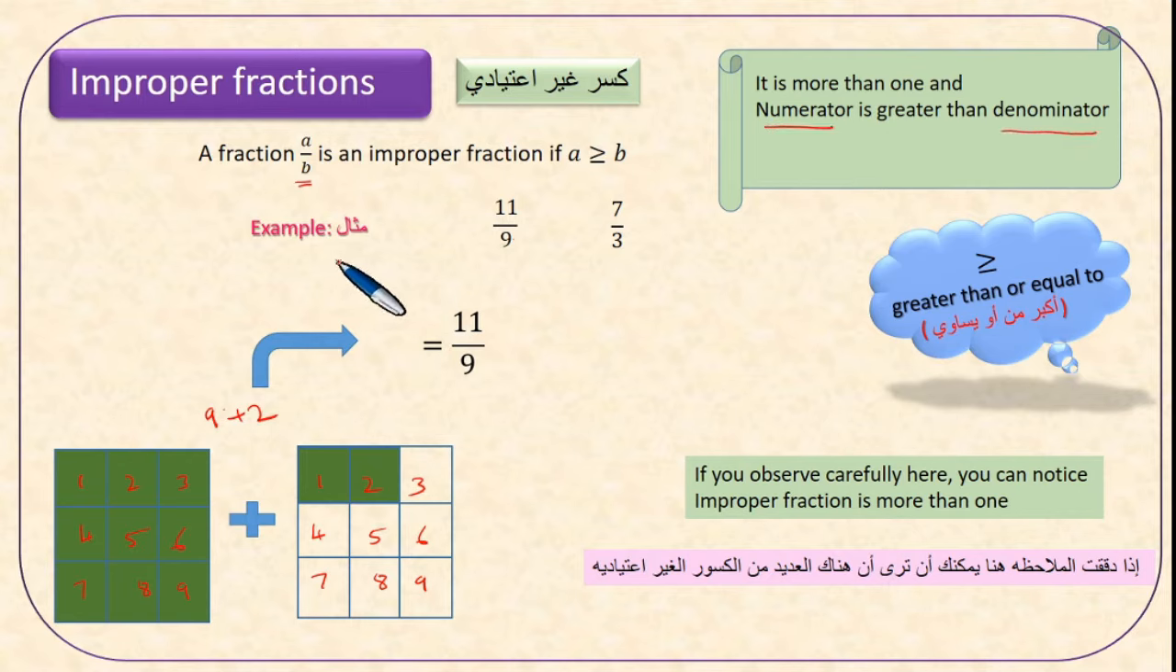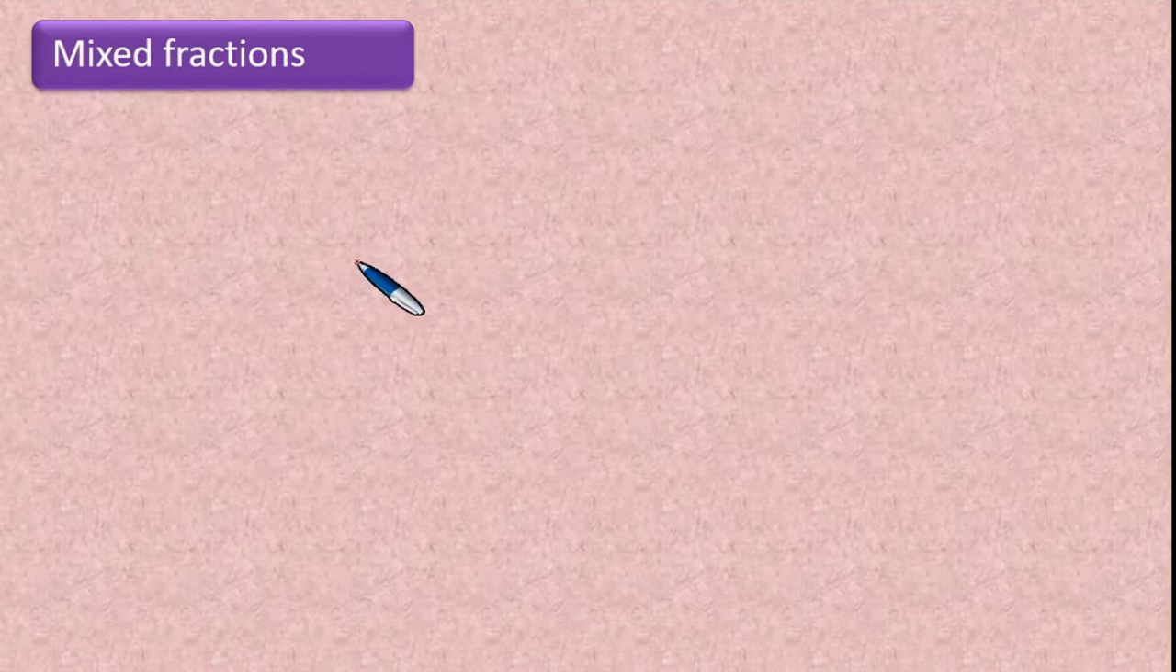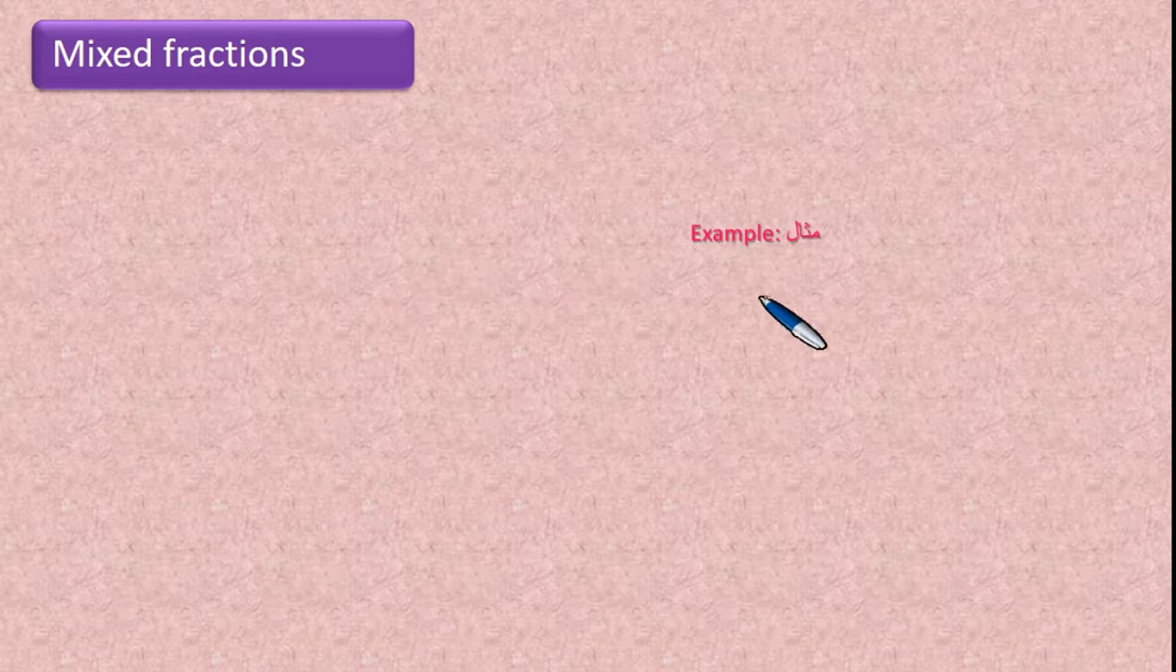This is about improper fraction. So now let me go to one more fraction, the last fraction that we are learning today, that is mixed fraction. We take the first example here, mixed fraction example, which is 1 and 2 over 9. This is one example of the mixed fraction. Another is 3 and 2 over 5. These are the two mixed fractions.